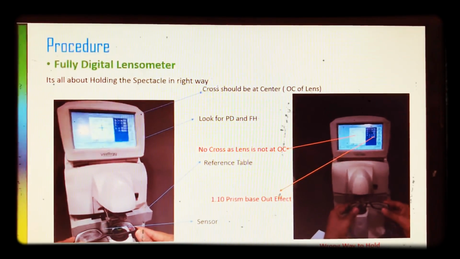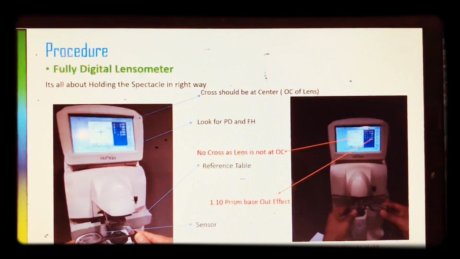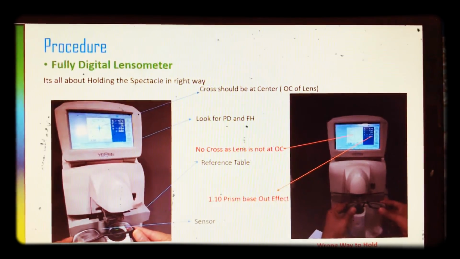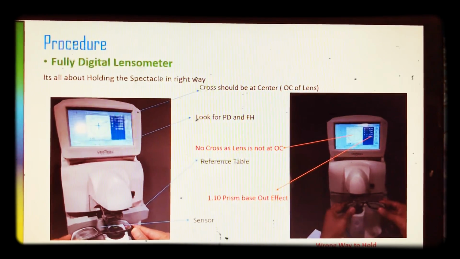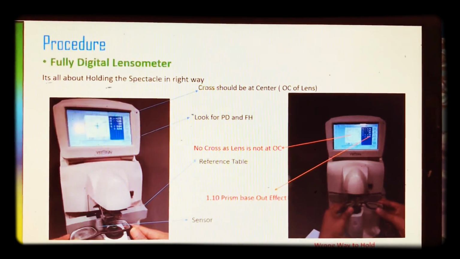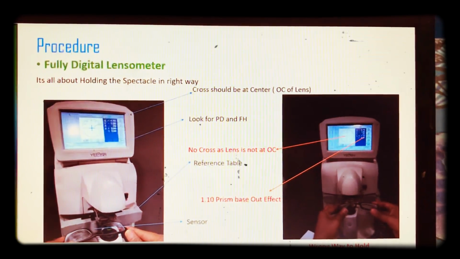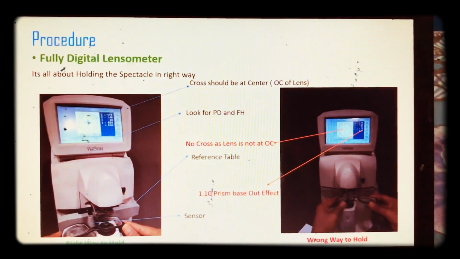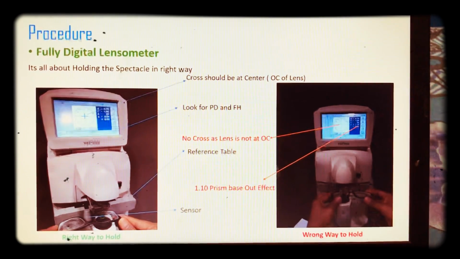If you see, we have a sensor, which is a small plastic thing which has to come in between the two lenses. And in the first picture, which is written in green, that is the right way to hold. If you hold the spectacle like this, only then can you get the PD automatically reflecting on the screen. If you don't hold the spectacle like this, you will not get the PD automatically on the screen, right?